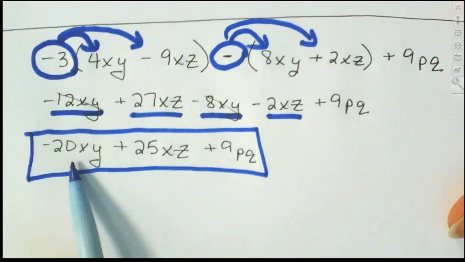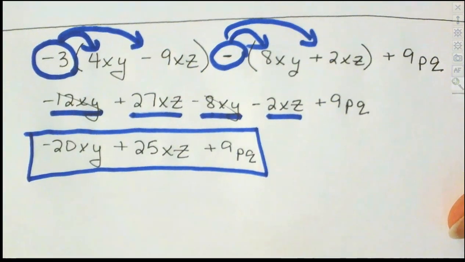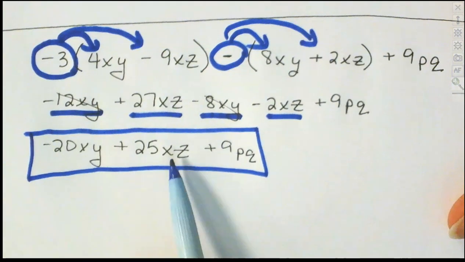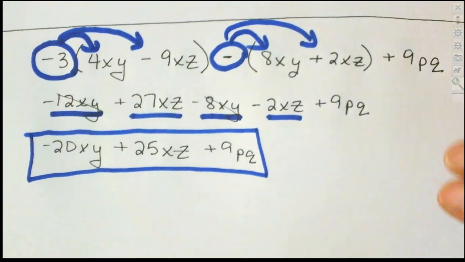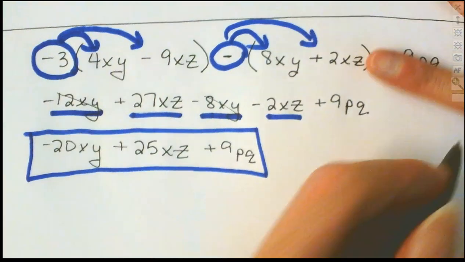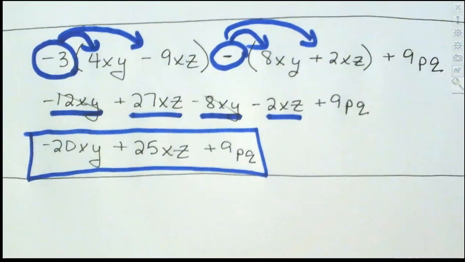Now, why can't the minus 20 and the 25 go together? Because this one's xy and this one is what? xz. So they are different. You have to make sure they're exactly the same for them to go together. One more and then we'll look at fractions.